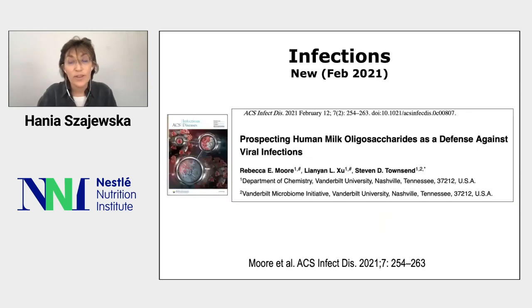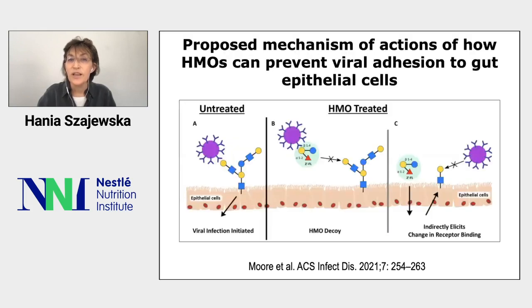It's not only about bacterial pathogens but also viral infections, beautifully summarized in this review article. And there are a number of proposed mechanisms of action for how HMOs can prevent viral adhesion. So for any infection caused by viruses, what is needed is the attachment of the virus to the glycan receptor on the surface of the epithelial cells.